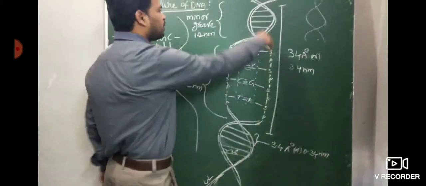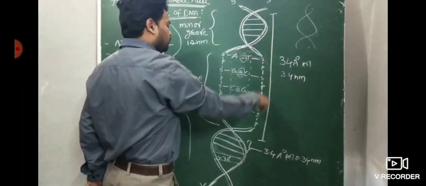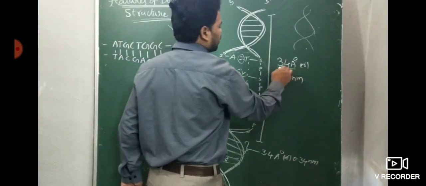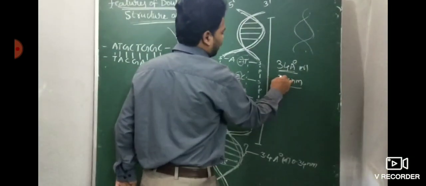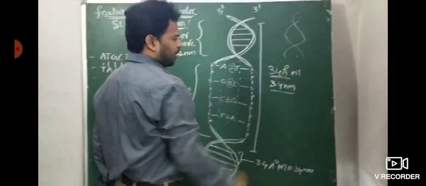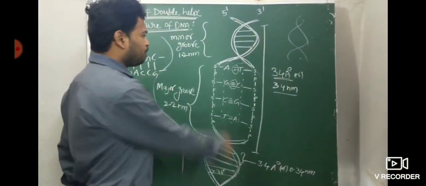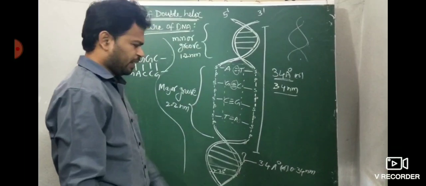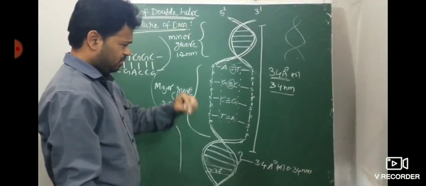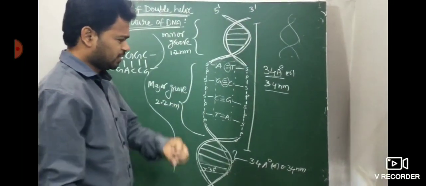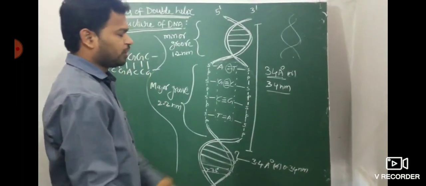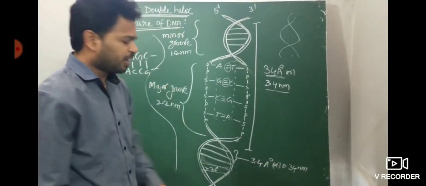Then the length of the complete helix turn is 34 angstroms or 3.4 nanometer. The complete helix turn consists of how many base pairs? 10 base pairs are there.